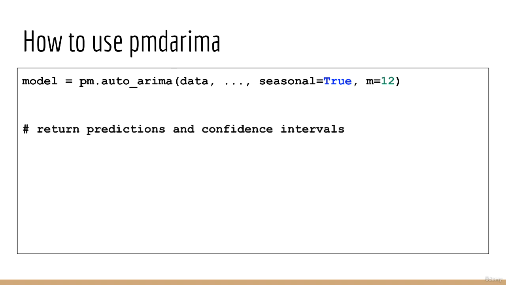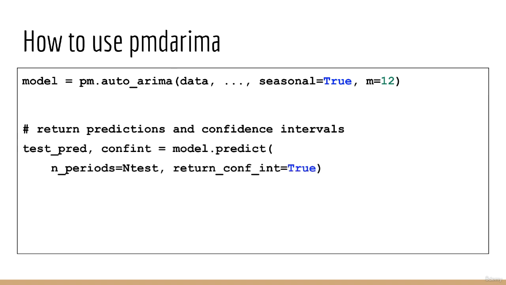When we want to forecast, we call the model.predict function. This takes in two arguments which are relevant to us, which are n_periods and return_conf_int. n_periods is the forecast horizon, or the number of time steps to forecast, and return_conf_int should be set to true if you want the confidence bounds along with your prediction. So that's for the out-of-sample data.